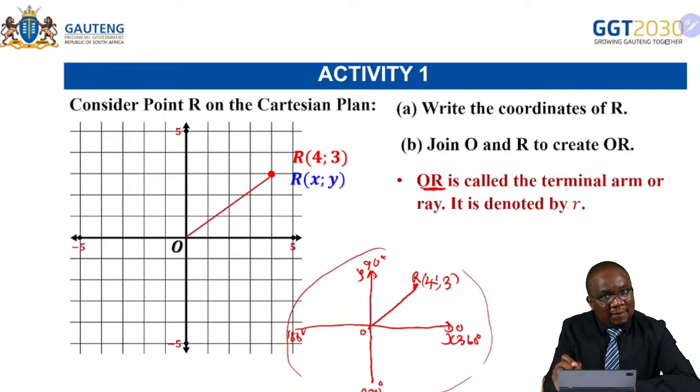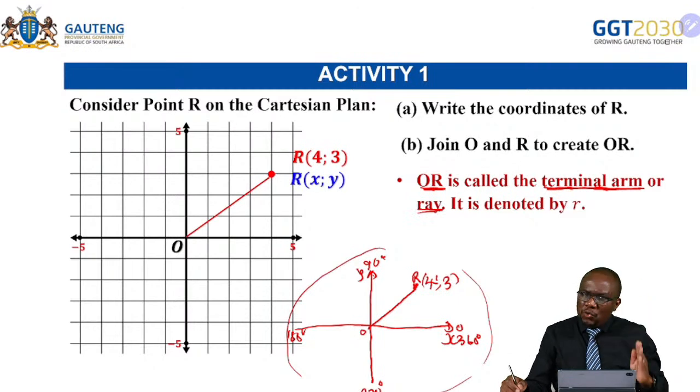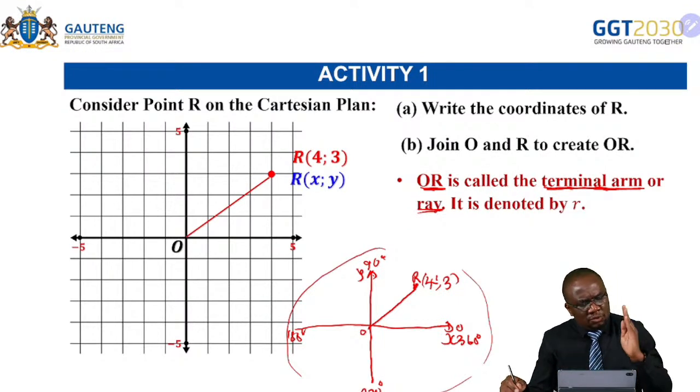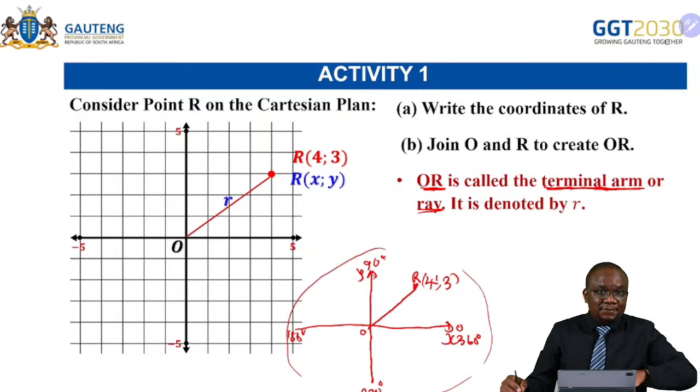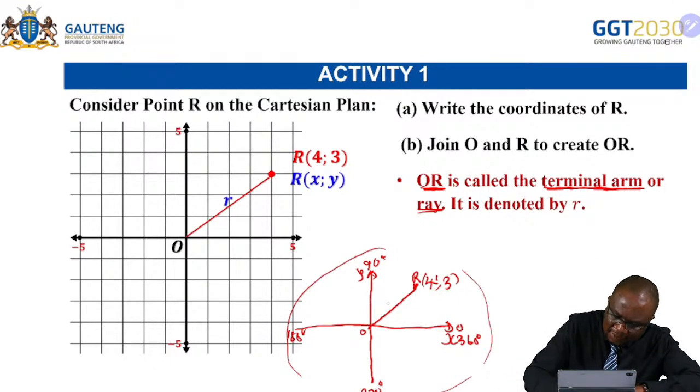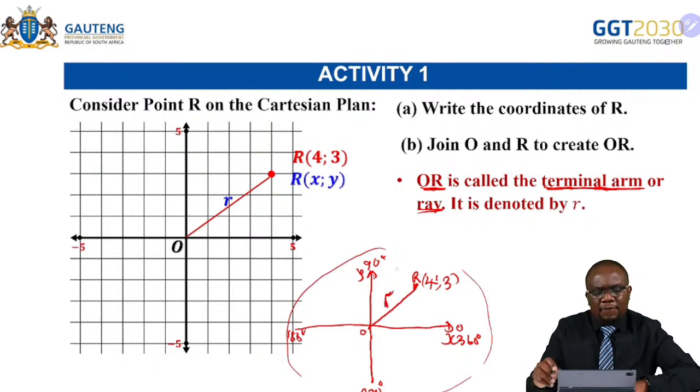Okay. So this OR is called, I mentioned this term, I said it's called the terminal arm or ray. And it's always positive. Please remember that R is always positive, regardless of the quadrant. It can be in quadrant 2 is positive. Quadrant 3 is positive. Quadrant 4 is positive. R is always positive. So this OR is called R, ray, terminal arm. So put R there on your diagram.